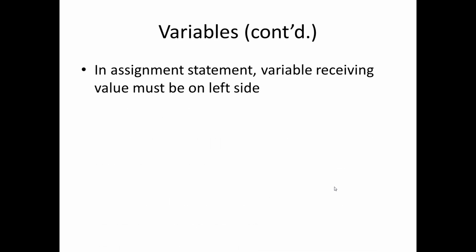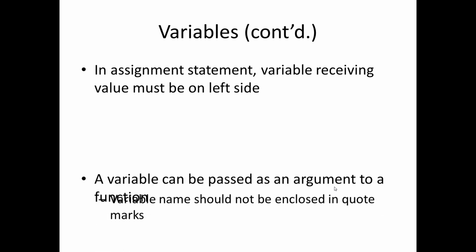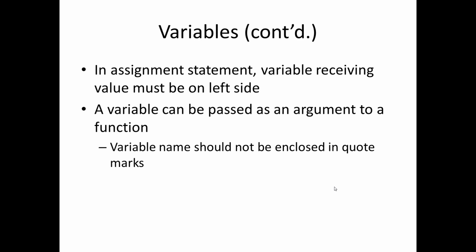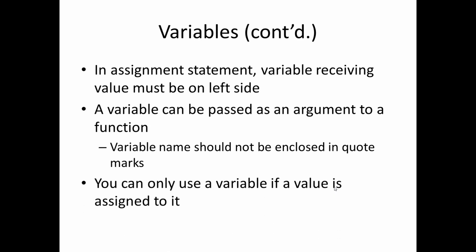In an assignment statement, the variable receiving the value is on the left side, and that variable can be passed as an argument even to a function. But we shouldn't include variable names in quotes. And you can only use a variable if a value is assigned to it. So if we want to use some variable in a mathematical calculation and there's no value in it, the result of that calculation will be undefined.